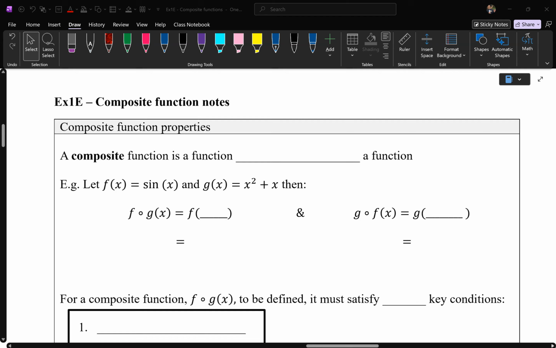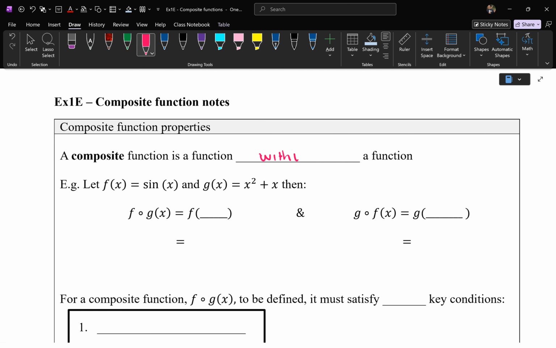All right, composite functions. So we know what a function is already. A composite function is when you have a function within a function. Okay, so write this in. A composite function is a function within a function. What do I mean by that?